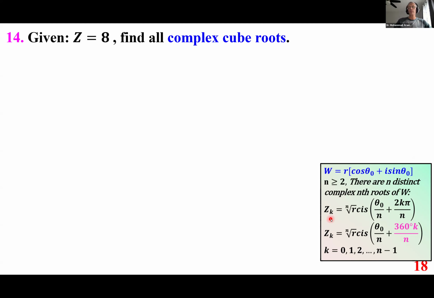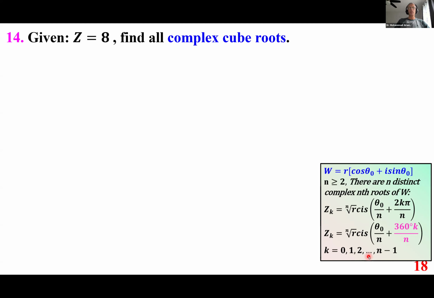Z sub k is the nth root of r cis of theta sub 0 over n plus 2 pi k over n, or you can go with 360 degrees times k over n. It depends whether you want to go with degrees or radians. And k starts with 0 and goes all the way to n minus 1. So for example, for a cube root, that means 3 roots: 0, 1, 2. It stops at 2, because if you go with 3, it returns to the same spot again.